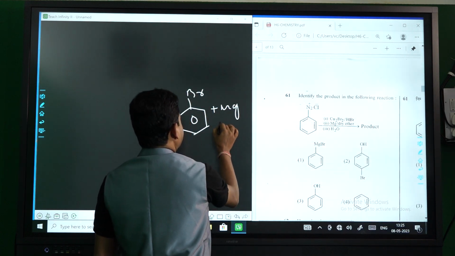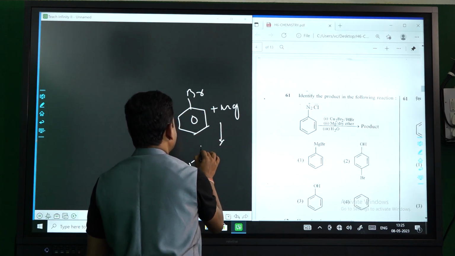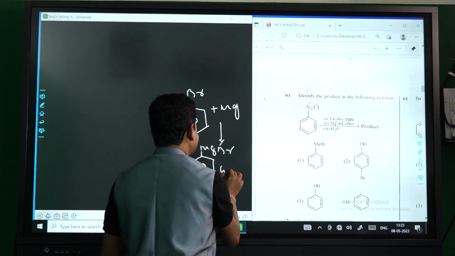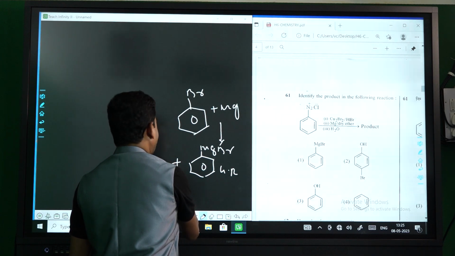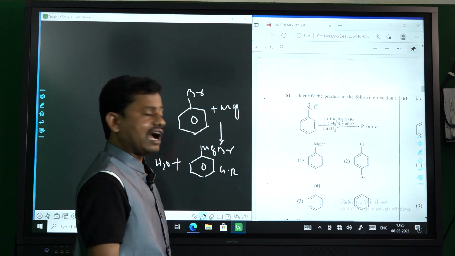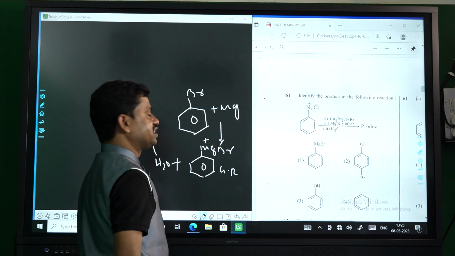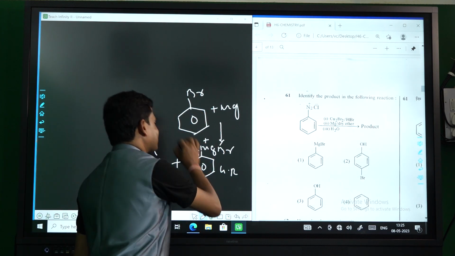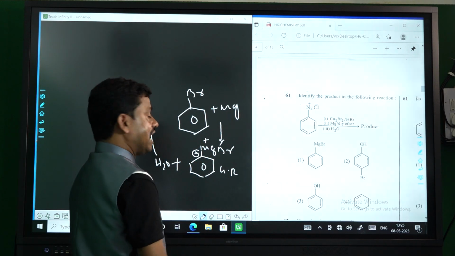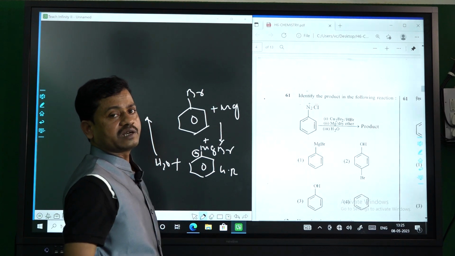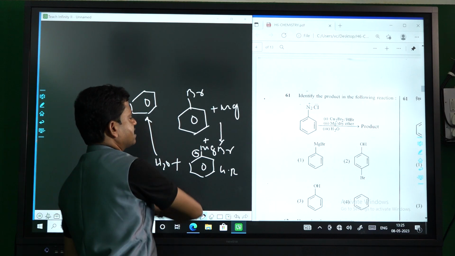So Mg reacts with bromobenzene, and you will get phenyl magnesium bromide, which is known as a Grignard reagent. When the Grignard reagent reacts with water, which is given in your third reagent, Mg represents the positive charge and this phenyl part represents the negative part. This phenyl behaves as a base, and the base abstracts an H+ ion from water. Finally, you will get benzene, which is your correct answer.